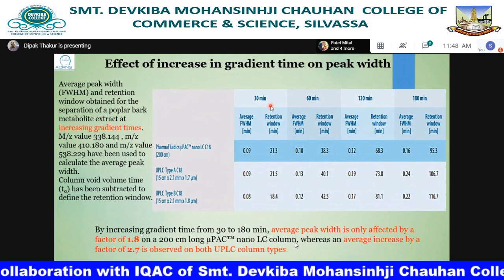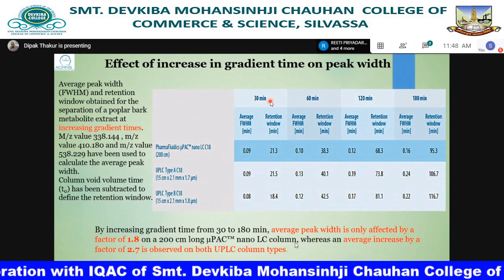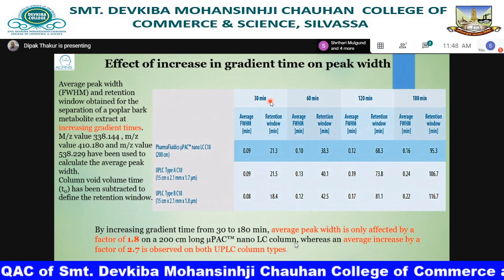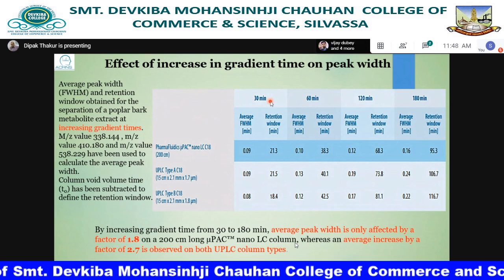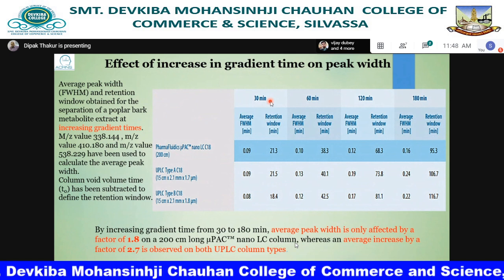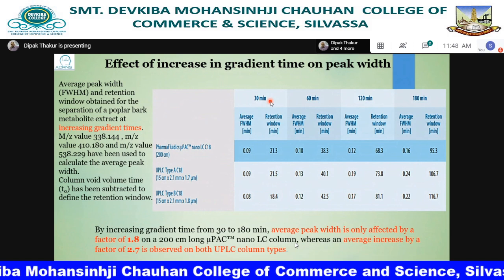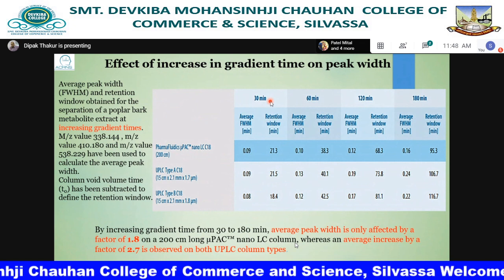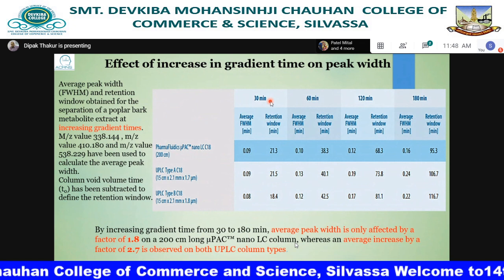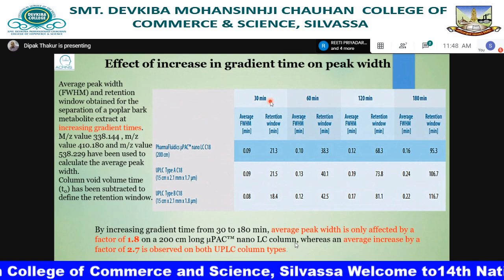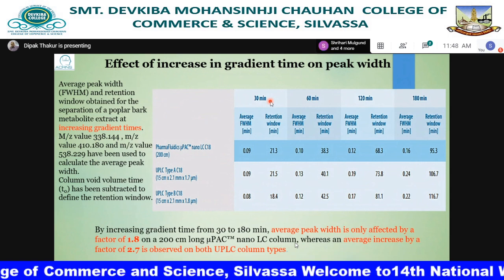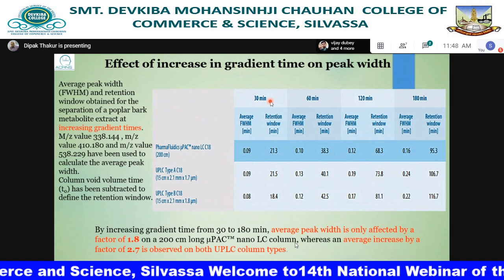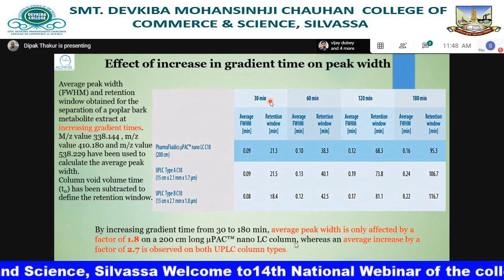is there an impact? Yesterday I spoke about the Van Deemter equation, where I spoke about three parameters: A, B, C, eddy diffusion, longitudinal diffusion, and mass transfer. The moment we run a longer gradient, there are always chances of diffusion, the peak becoming wider. If peak becomes wider, if its width increases, what will be the problem? The peak capacity, the number of peaks which can be accommodated in this separation, will be low.